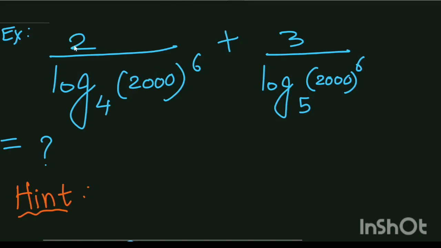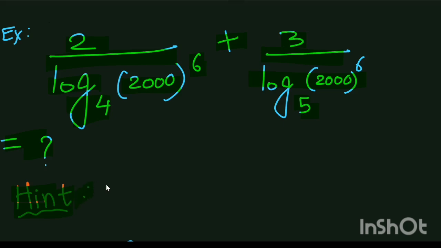So guys, in this example, let's try this: 2 upon log base 4 of 2000 to the power 6 plus 3 upon log of 2000 to the power 6 base 5 is equal to what? It means we have to simplify this, maybe in such a way that the answer we get must be a number, or most probably it should be free from log. So now what's the hint? How do we approach this, guys?